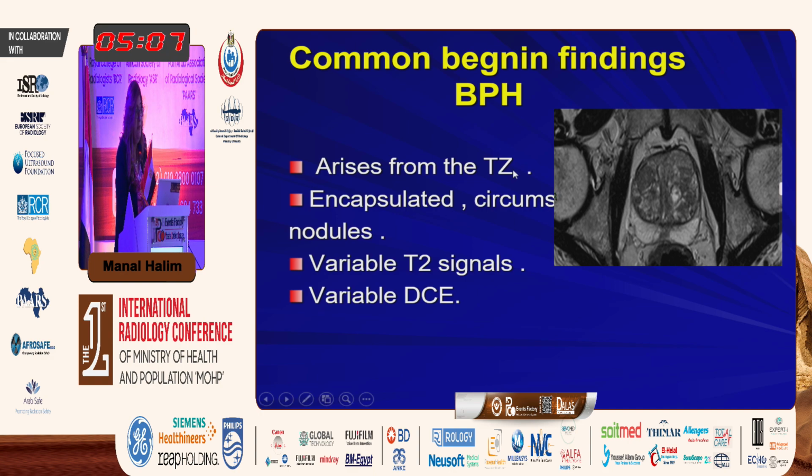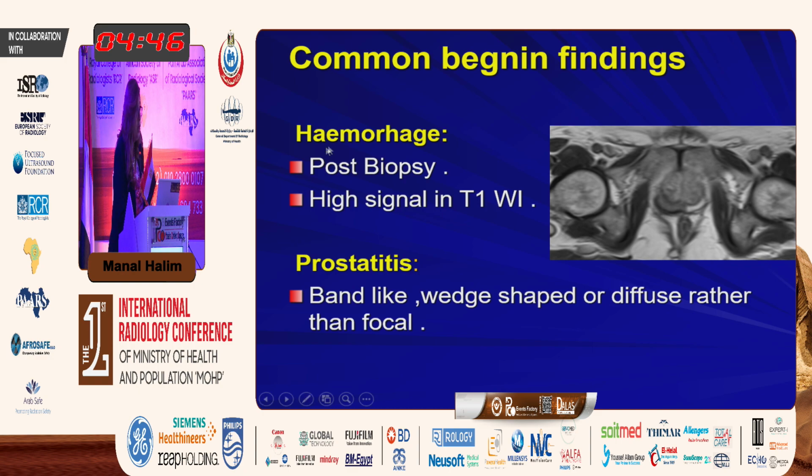There are common benign findings still in the prostate, like I said before, benign prostatic hyperplasia, which originates from the transition zone, and it shows nodules, and these nodules are most likely encapsulated, circumscribed, and with variable T2 weighted signal. It also shows variable dynamic contrast enhancement. Other benign findings in the prostate include hemorrhage, which we see post-biopsy. So the T1 weighted image is really important, as you see high signal in T1 weighted images. And of course prostatitis, acute or chronic. But prostatitis, thank God, looks like a band-like, wedge-shaped or diffuse pattern rather than focal as in a carcinoma.